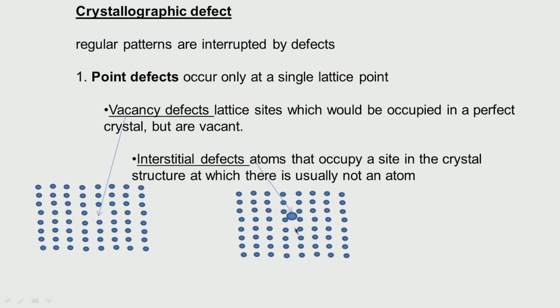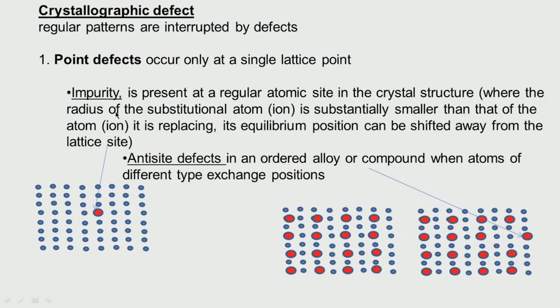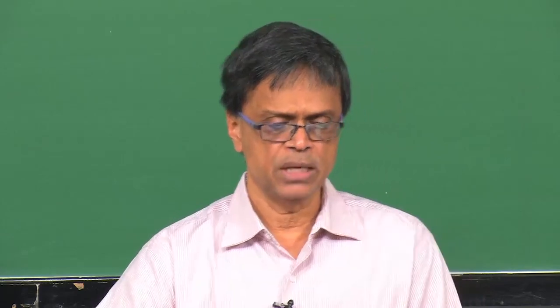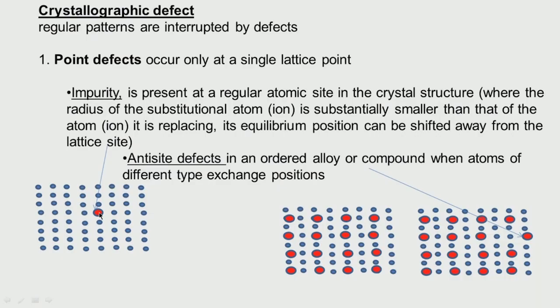Interstitial defect means atoms, instead of being regular in their place where they have to be, are in some odd place where they should not be. That is called the interstitial defect. With point defects, you can also have impurities there. There is an impurity atom, because crystals, although they are supposed to be extremely pure with 100% purity, sometimes an impurity like carbon can go and sit there. The radius of that impurity could be substantially smaller or almost the same.